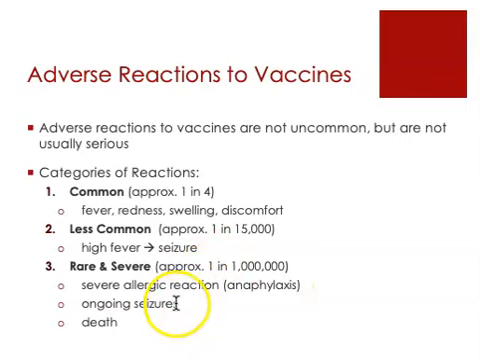Ongoing seizures means that these people develop high fever, they have a seizure, but that seizure then produces changes in the brain which continue, and they continue to have seizures. And finally, some people will die after a vaccination. These rare and severe effects are also due to the immune system. In some people, the immune system reacts very badly to vaccines. It reacts in some cases by killing the person. Luckily, these are very rare. Remember, 1 in a million.